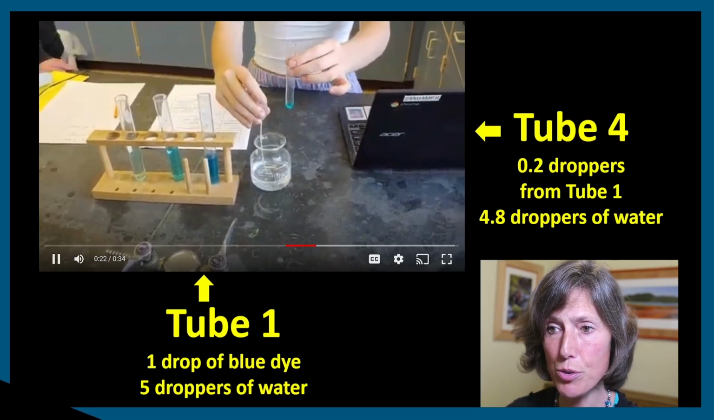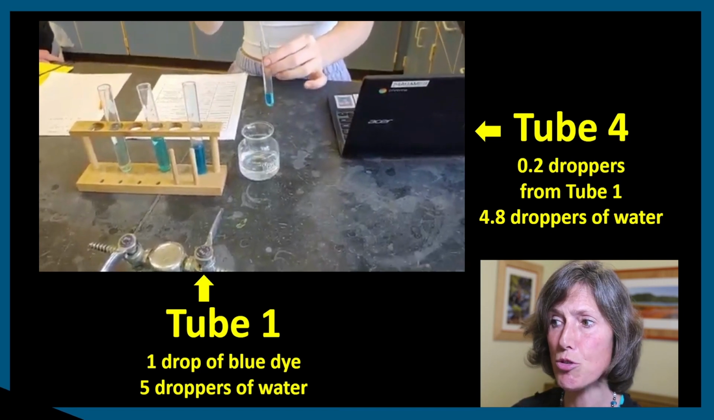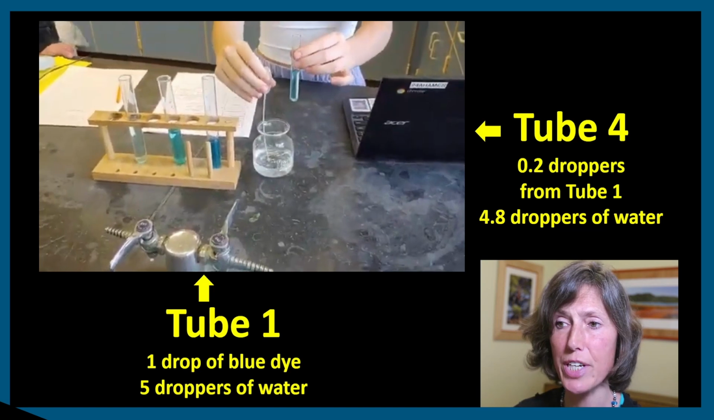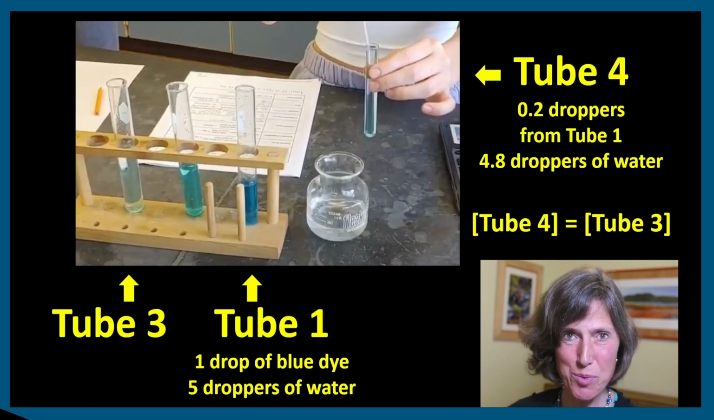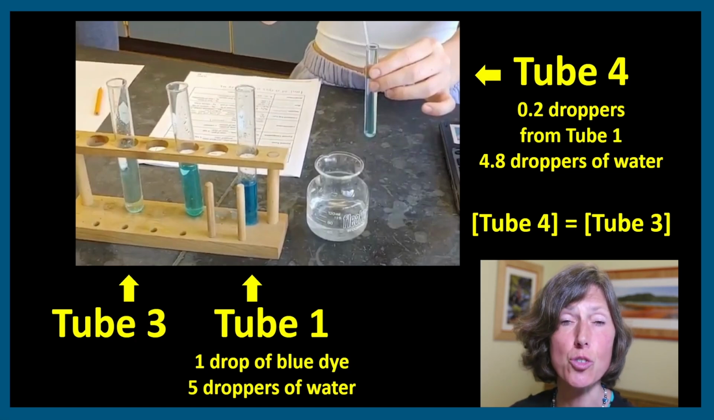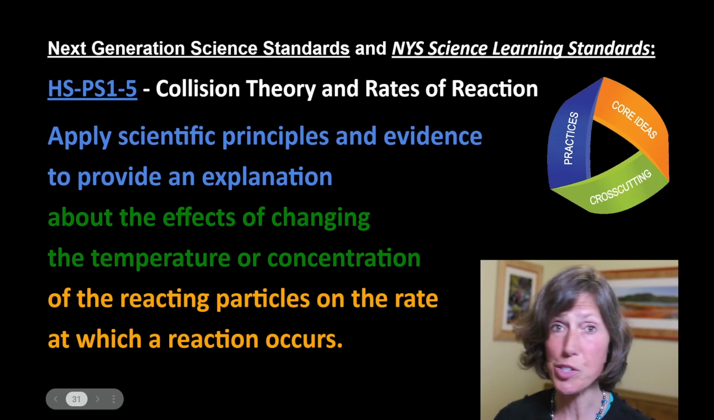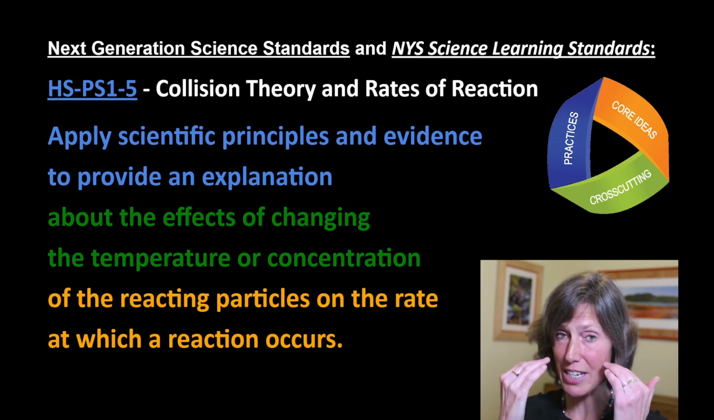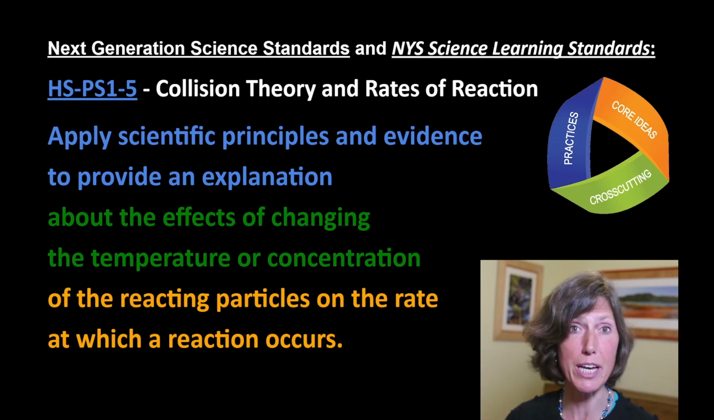Here you're seeing my student do exactly that. 0.2 droppers from tube 1, and then adding an additional 4.8 droppers of water, with the end result containing a small test tube, tube 4, that has the same concentration as tube number 3. All right, so this is a very brief and simple activity that allows students to practice the molarity of a solution, the dilution formula, and actually get a visual from that because you're playing with food dye.